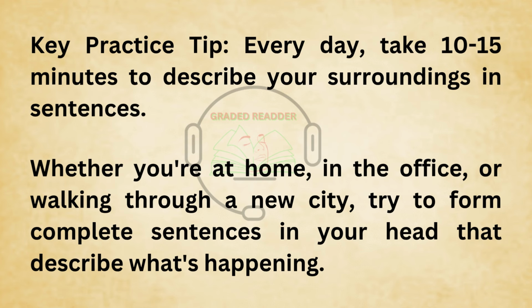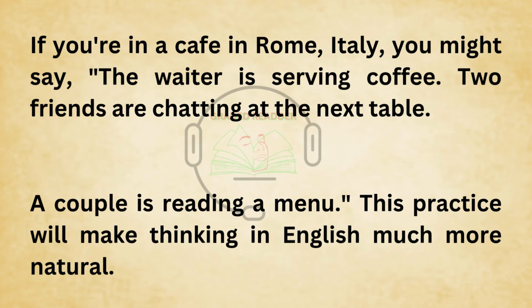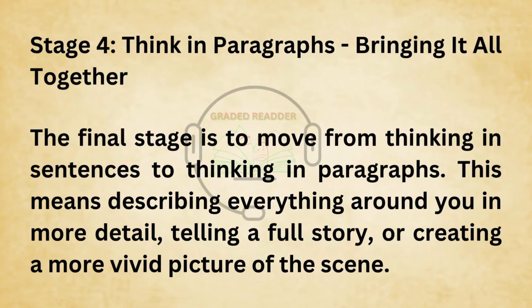Key practice tip: every day take 10 to 15 minutes to describe your surroundings in sentences. Whether you're at home, in the office, or walking through a new city, try to form complete sentences in your head that describe what's happening. If you're in a cafe in Rome, Italy, you might say, "The waiter is serving coffee. Two friends are chatting at the next table. A couple is reading a menu." This practice will make thinking in English much more natural.